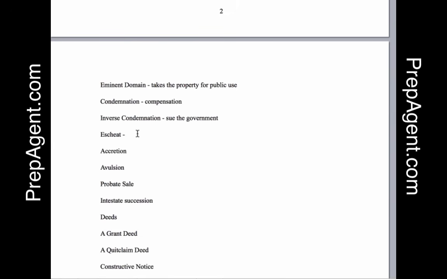Okay, escheat, what's that? That's when someone dies and they don't have a will and they don't have heirs. Right. And the government takes the property. Exactly. Okay. Testate versus intestate? Dying with or without a will. Which one's which?